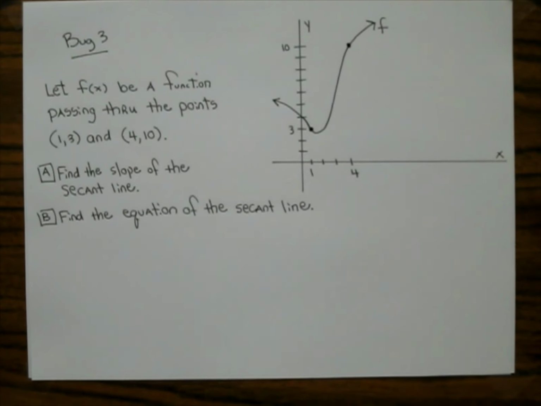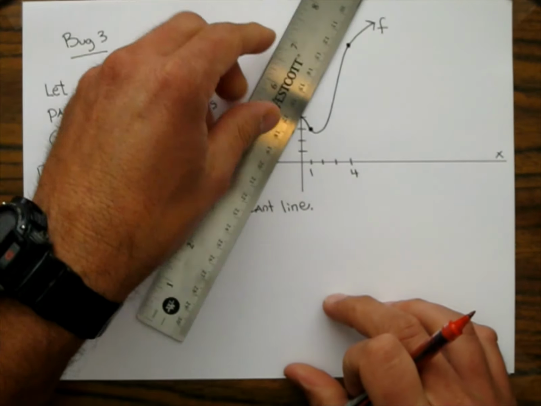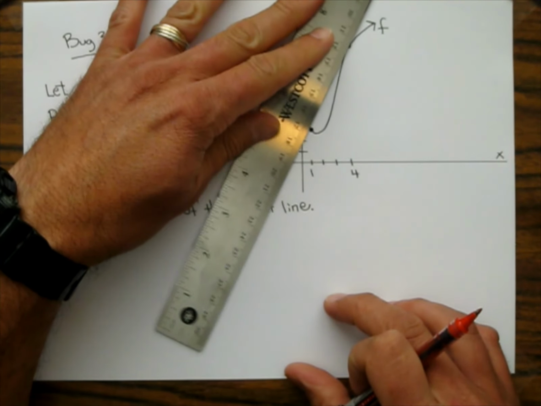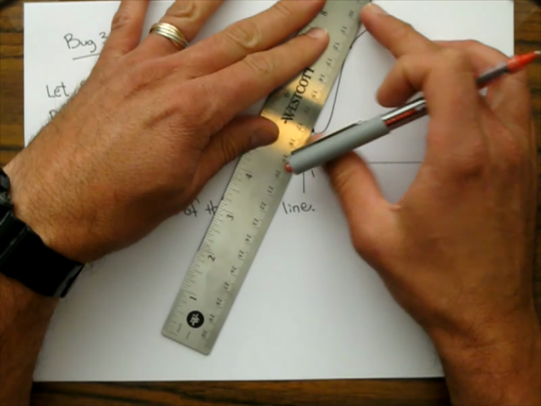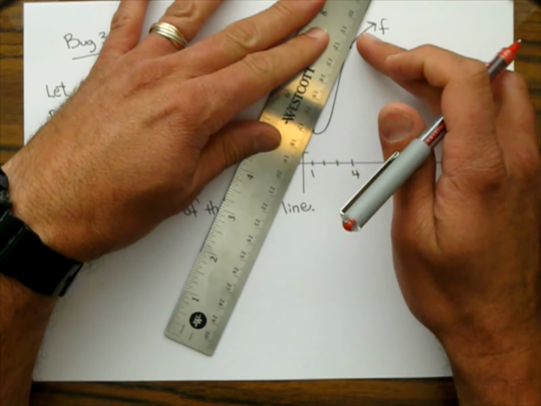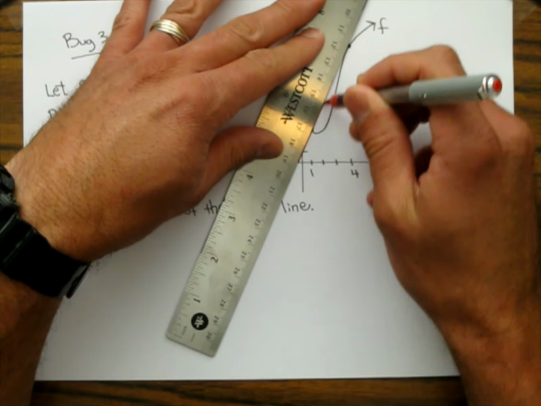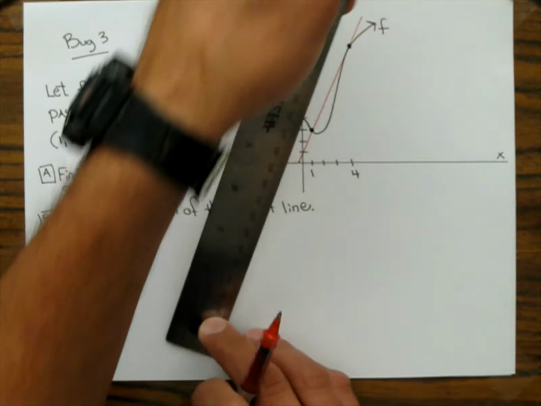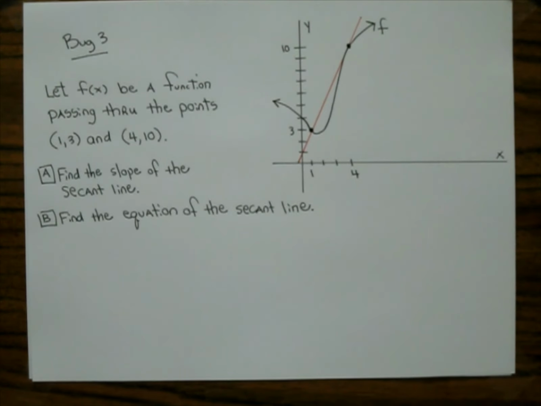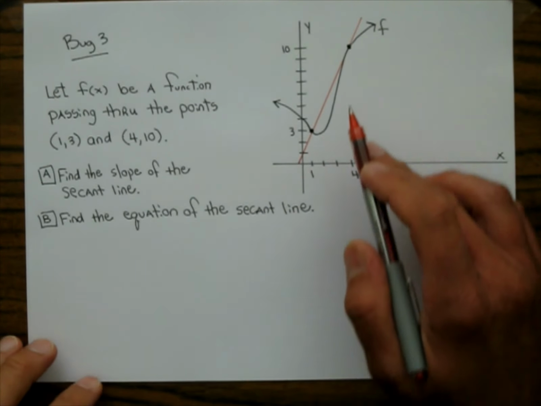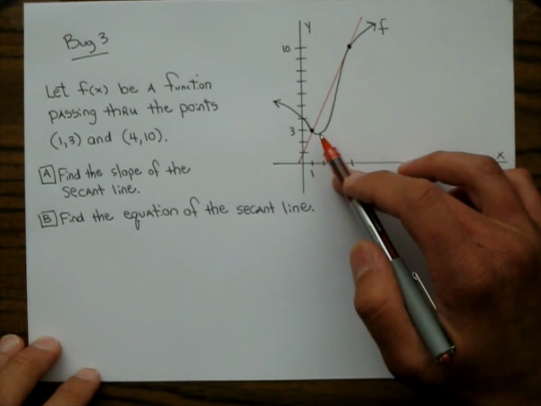So, the slope of the secant line. What is the secant line? Let's draw the secant line in red. The secant line of a curve is a line that connects 2 points on the curve, and the secant line looks something like this. Connects those 2 points. So we're trying to find the slope of that secant line.